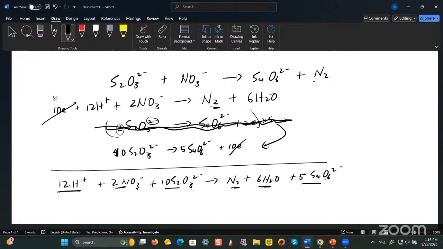And then now the charges. On the left side, we have plus 12, minus 2, minus 20. So what does that give? Minus 10. And here we have 5 times minus 2, minus 10. So everything is balanced, right?